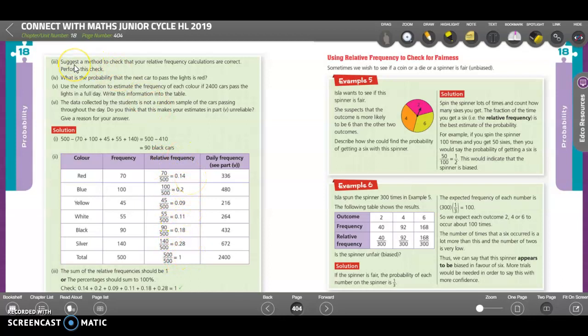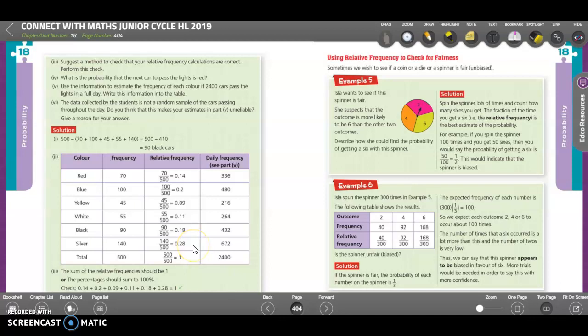Okay. Part 3 then suggests a method to check that your relative frequency calculations are correct. Well, they're all the possible colors. They're all the colors I found. So all my relative frequencies together should add to 1. Okay. So if you add those together, they should add to 1, or 100% if you were doing it as percentages.